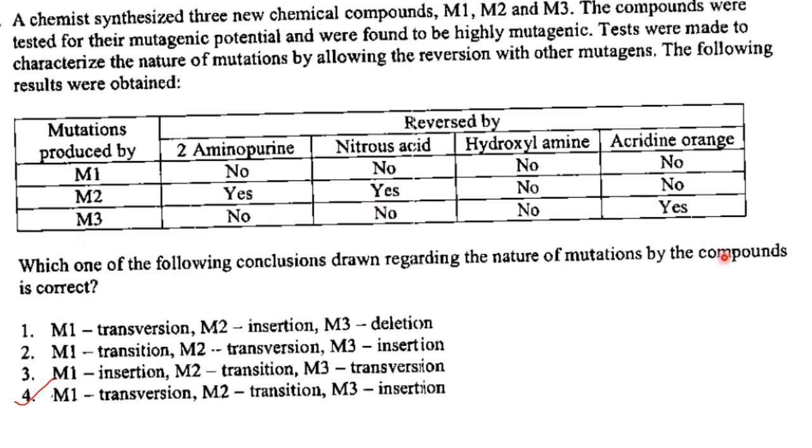Now M3 is reversed only upon addition of acridine orange. So M3 is reverted back by acridine orange, so it has to be either an insertion or a deletion. So we will see the options. M1 transversion, yes. M2 insertion, no, it is a transition mutation. M1 transition, no. M1 insertion, no. Then the fourth one: M1 transversion, yes, it is a transversion mutation. M2 is a transition mutation, yes, and M3 is an insertion mutation. So the answer is option 4.